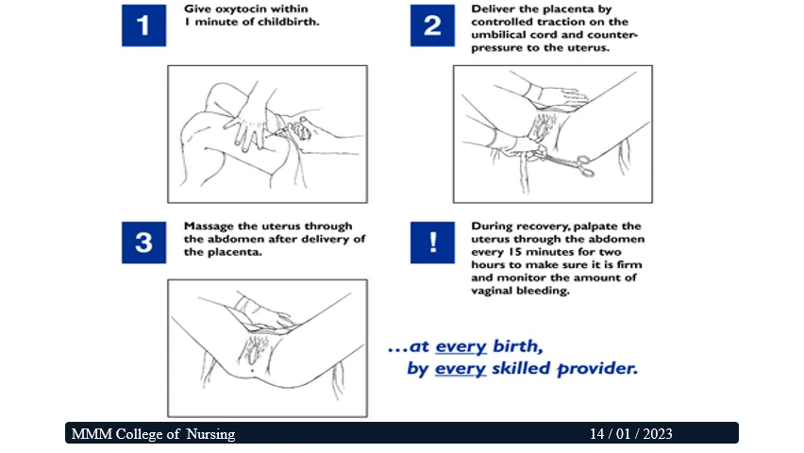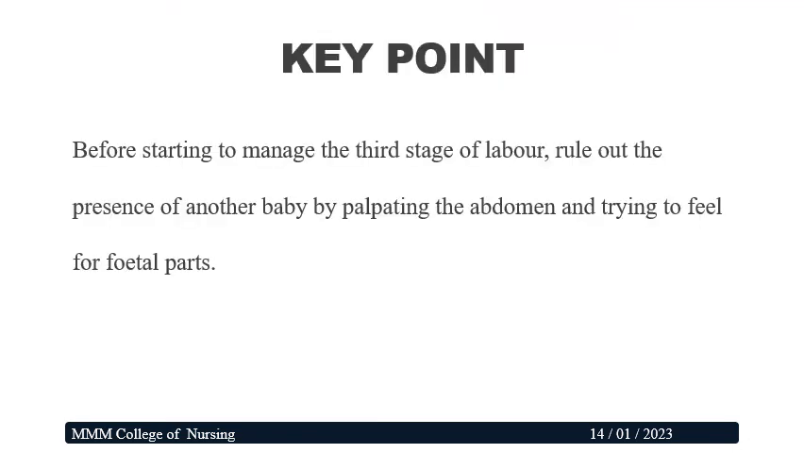So after the delivery of the placenta, it is important to always check the uterine consistency, whether it is firm and contracted. The consistency of the uterus should be like a cricket ball, that hard. It is very important to note the contraction of the uterus every 15 minutes for the next 2 hours, so that PPH is identified early.